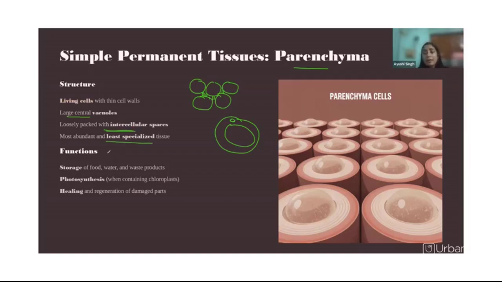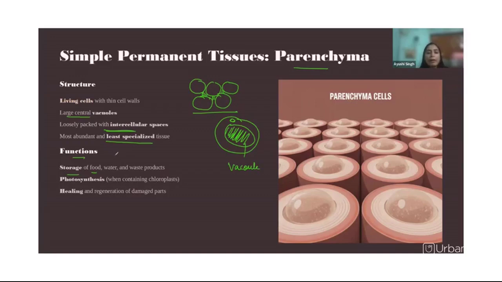That means they are not specialized to any function. They can perform n number of functions. Wherever the requirement is, these parenchyma cells can be there and help other cells in performing the function. What all things can parenchyma cells do? They can store food because these are very loosely packed cells and they have a large vacuole. So in that vacuole, they can store food.